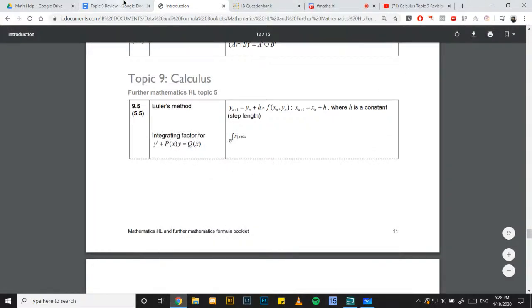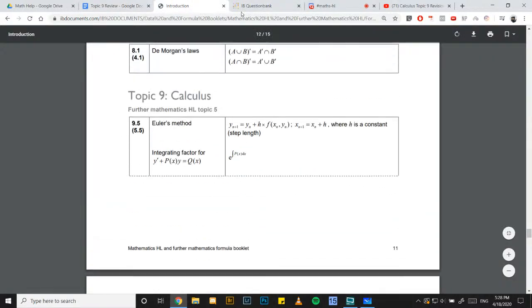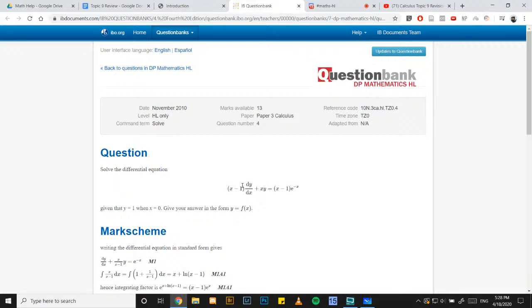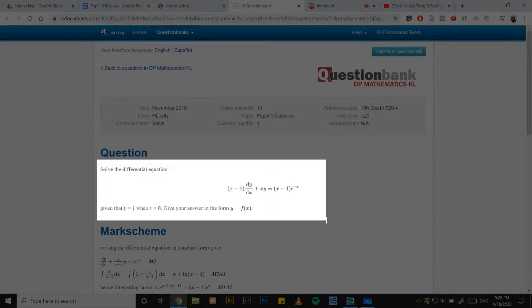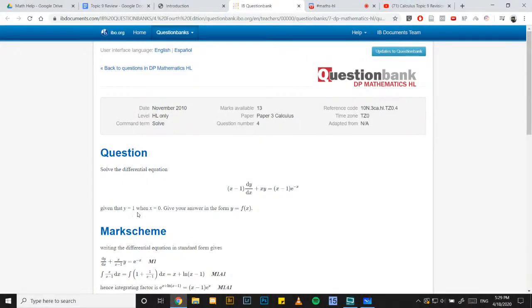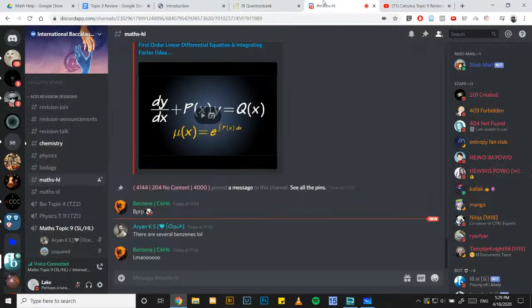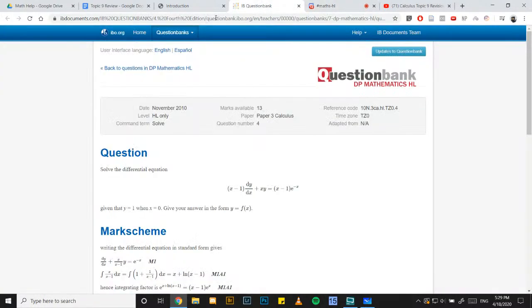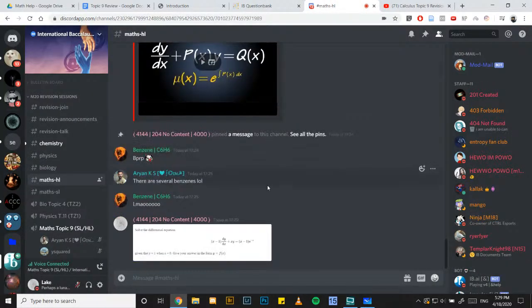So the way that you would do that is, I'm just going to give an example right now, so you can try and solve this again. They're giving you that when y is equal to 1, x is equal to 0, because that's a constant. So again, I'm going to just show you this right over here. Give your answer in the form y equals f of x.